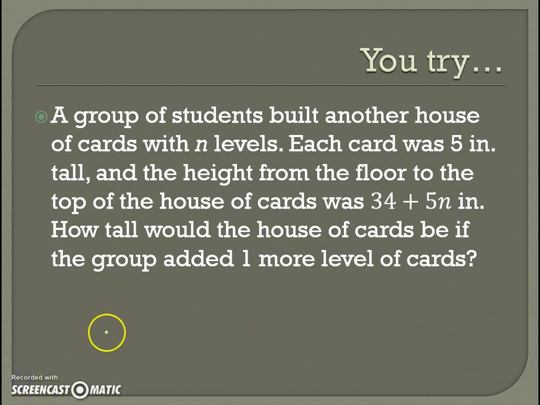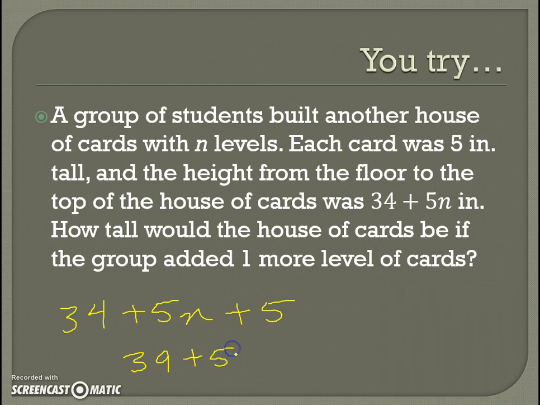All right, so hopefully you've paused it and you've done the problem. So let's take a look. Your answer is going to be something along the lines of, you start out with that original expression, 34 plus 5n, and if you're adding another level of cards, since a level of cards is equal to 5, you would just add 5 more to that. And you can leave your answer like that. Some of you may have said 39 plus 5n where you simplified it, and that is perfectly fine as well.